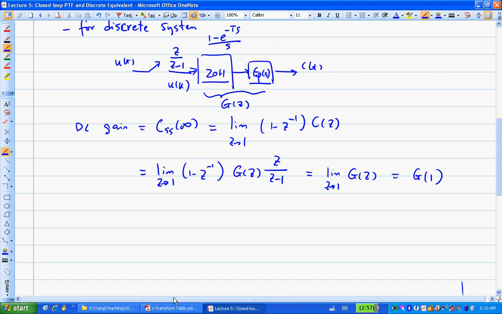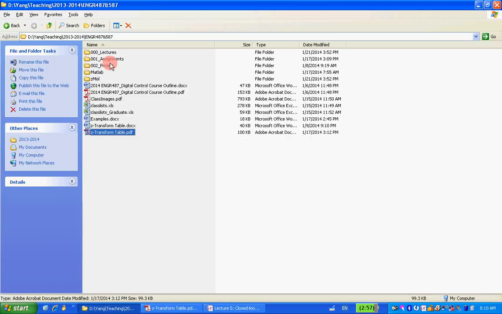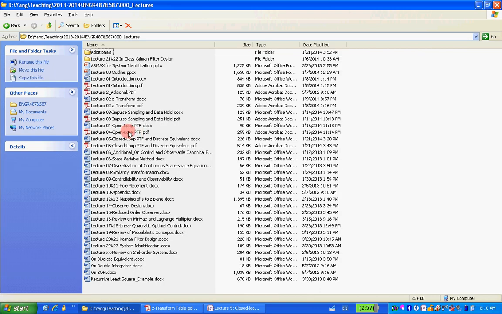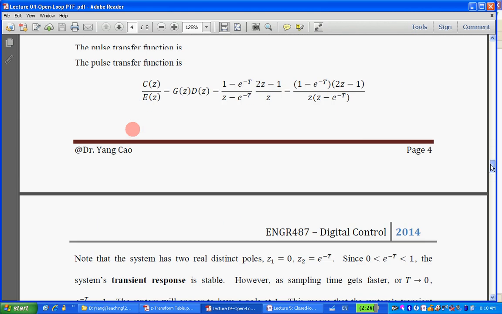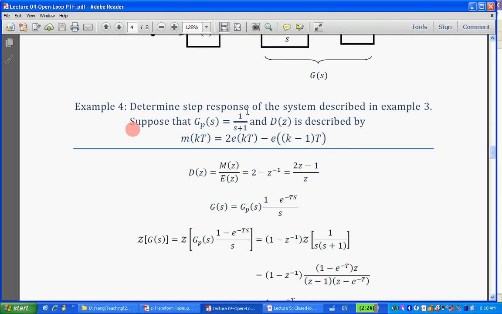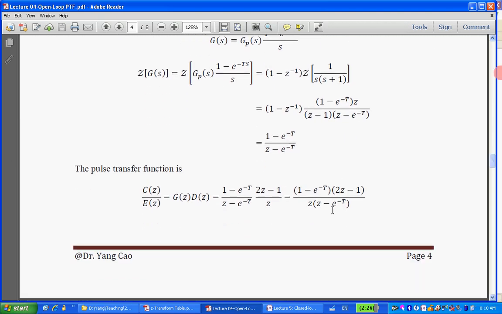If you recall an example in the previous class, example number four, we have the plant here, we have the controller. And in the end, we derived that our pulse transfer function is this one here, right? And E(z) is the input. So the output will be simply this transfer function multiplied by E(z).